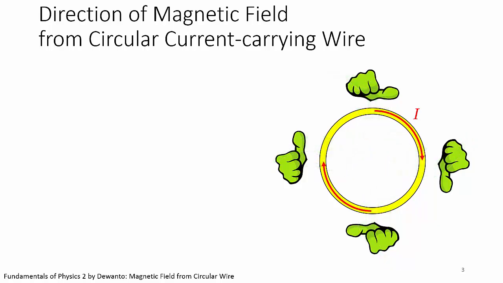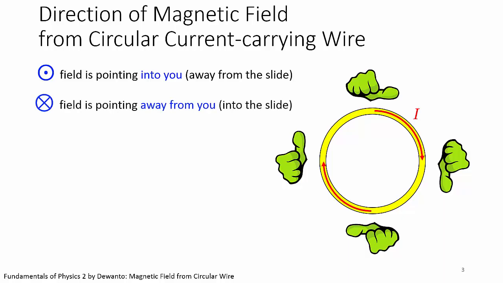It is a little bit hard to visualize what is supposed to be a three-dimensional field on a two-dimensional slide. So allow me to introduce these two symbols. One, a dot. Dot is used to represent the direction of magnetic field if it is pointing to us, out of the slide. And two, a cross. Cross is used to represent the magnetic field if it is pointing away from us, into the slide. Thus, in this regard, the direction of magnetic field outside the ring is shown by the dots, while the direction of the magnetic field inside the ring is shown by the crosses.